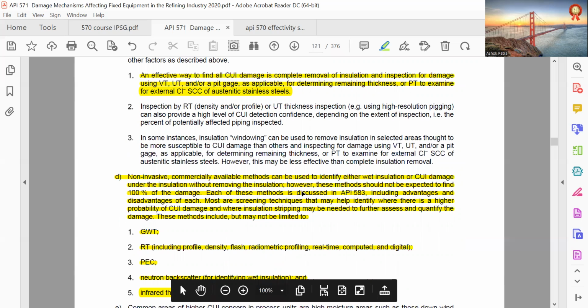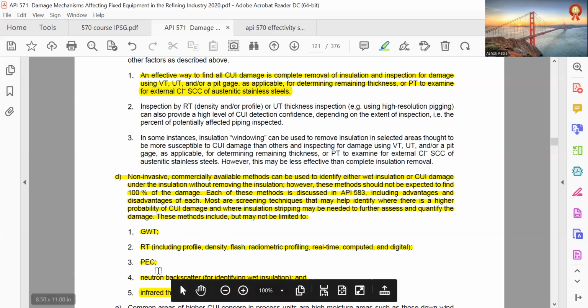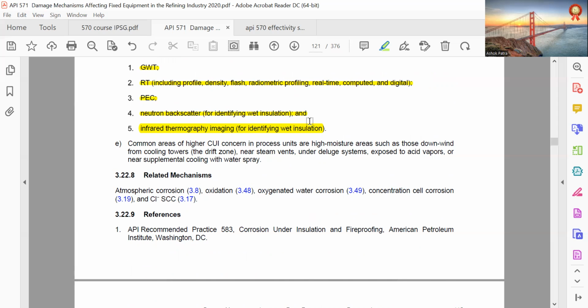Non-invasive commercially available methods can be used to identify either wet insulation or CUI damage under the insulation without removing the insulation. However, these methods should not be expected to find 100% of damage. Each of these methods is discussed in API 583, including advantages and disadvantages. Most of the screening techniques may be helpful to identify where there is a higher probability of CUI damage and where insulation stripping may be needed to further assess and quantify the damage. The methods include but may not be limited to GWT, guided wave technology, PRT, PEC, neutron backscatter for identifying wet insulation, and infrared thermography imaging for identifying wet insulation.